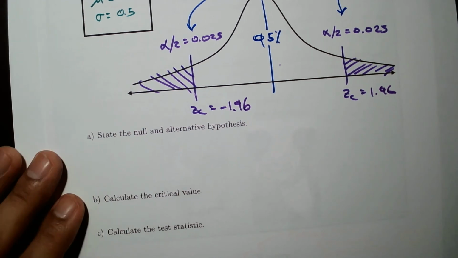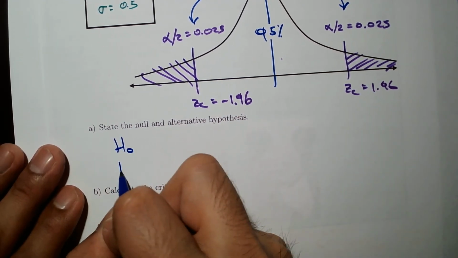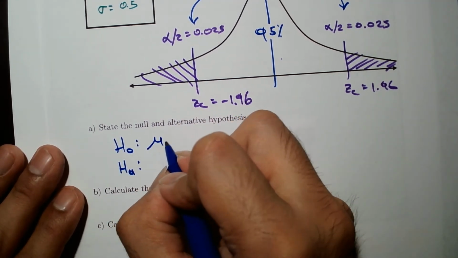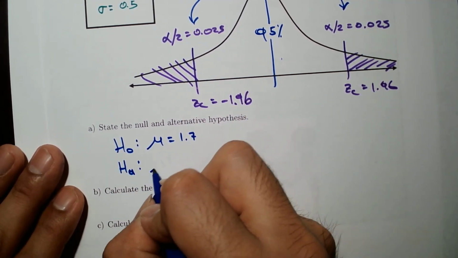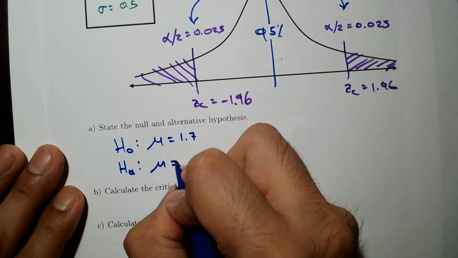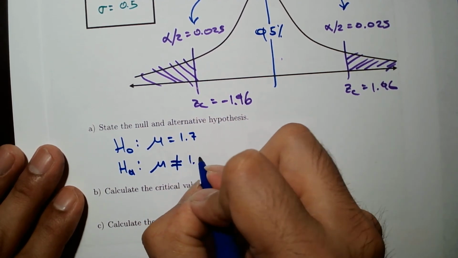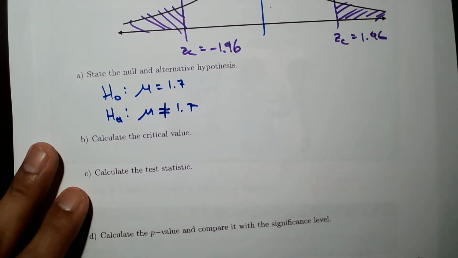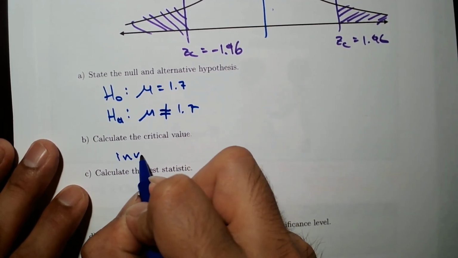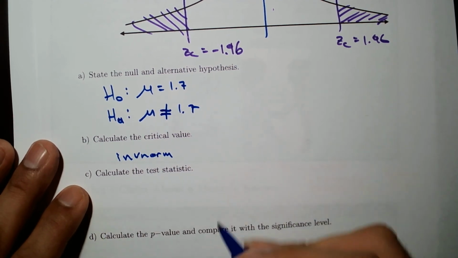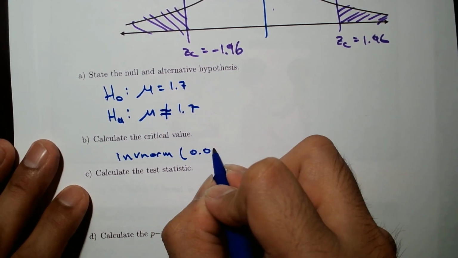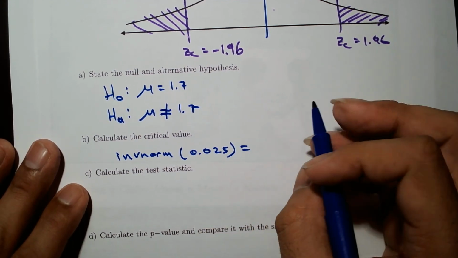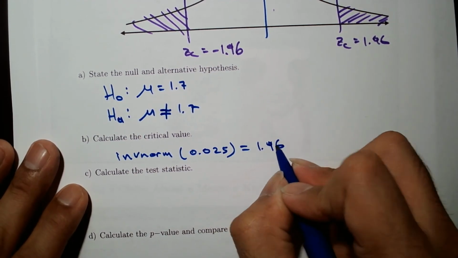Okay, the null and alternative hypotheses, the H0 and the Ha, are the same. So mu equals 1.7, or actually mu not equal to 1.7. Okay, this suggests two-tailed. The critical value in norm, blah, blah, blah. I'm just writing the same. The only thing that is going to change is the statistic calculation.